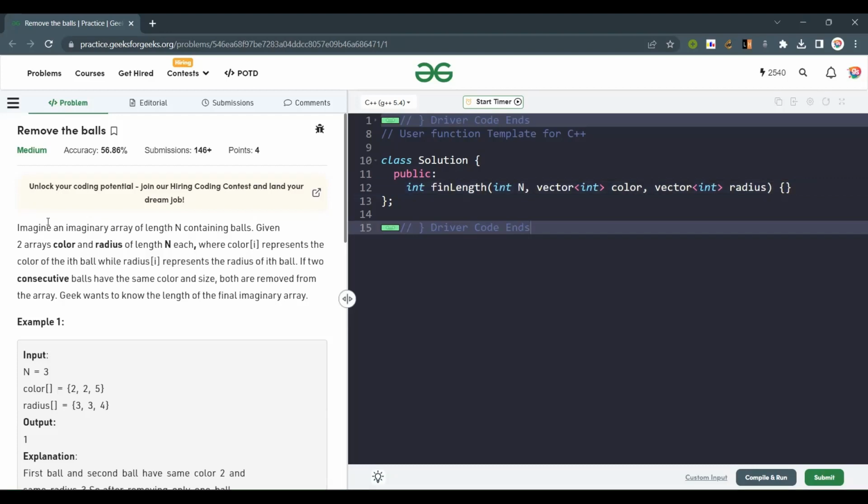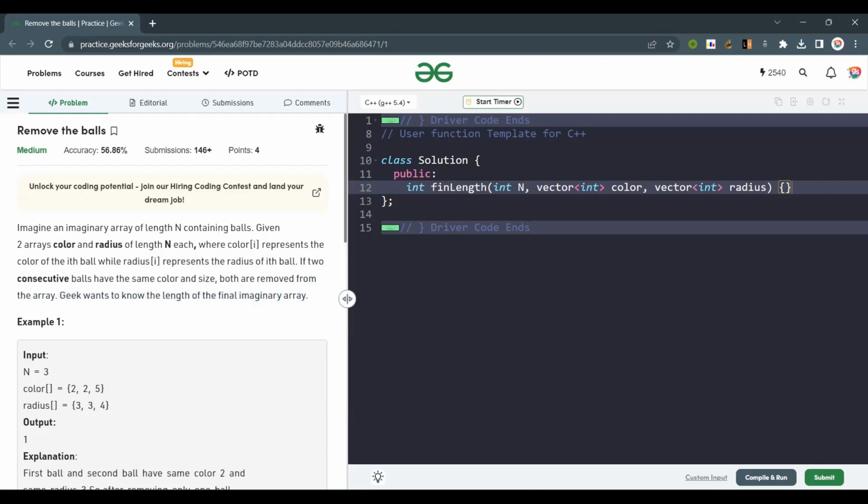Today we are going to solve the problem, remove the balls. Imagine an imaginary array of length n containing balls, given two arrays, colors and radius, of length n each, where color[i] represents the color of the ith ball while radius[i] represents the radius of the ith ball. If two consecutive balls have the same color and size, both are removed from the array. Geek wants to know the length of the final imaginary array.